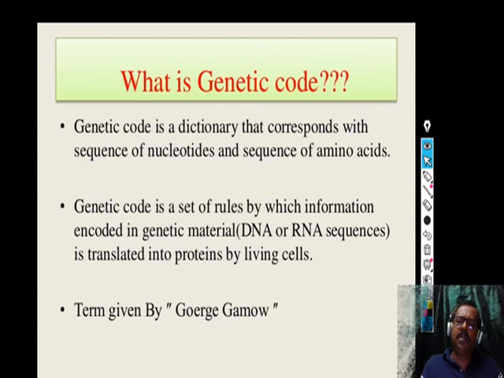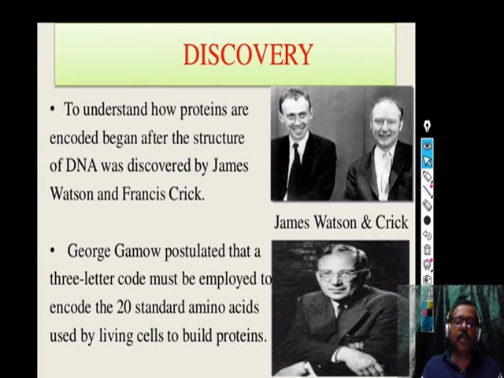And the genetic code was named by a famous scientist, George Gamow. Here you can see George Gamow, and Watson and Crick, the Nobel laureates for the discovery of the DNA structure. George Gamow postulated the genetic code for the 20 standard amino acids which are found in our body.